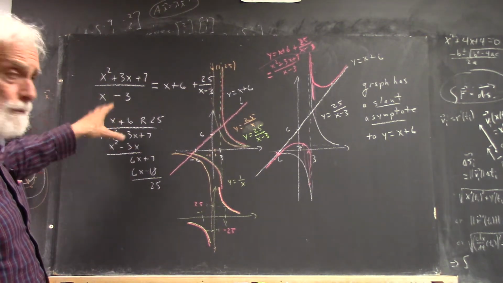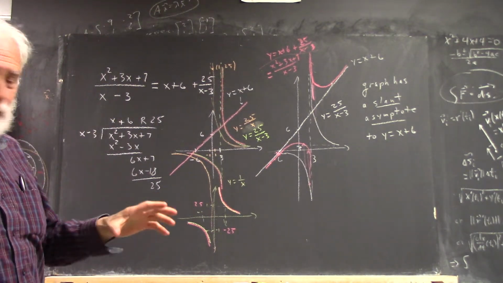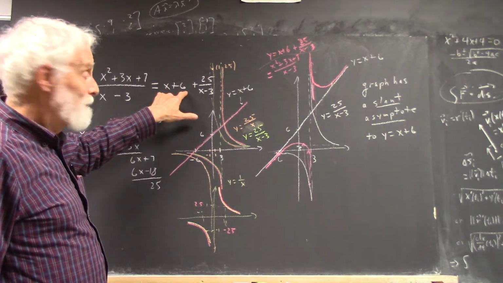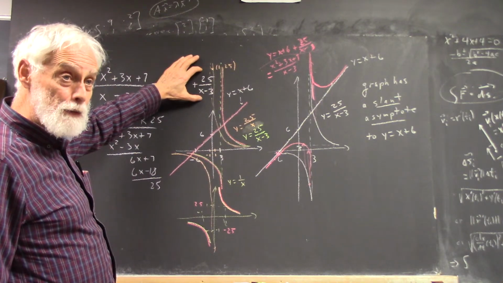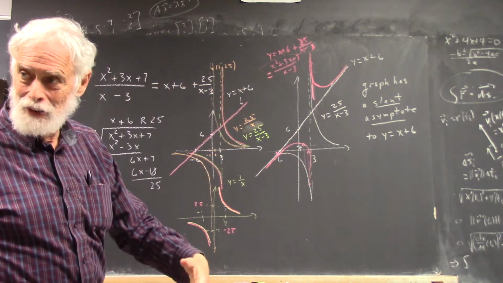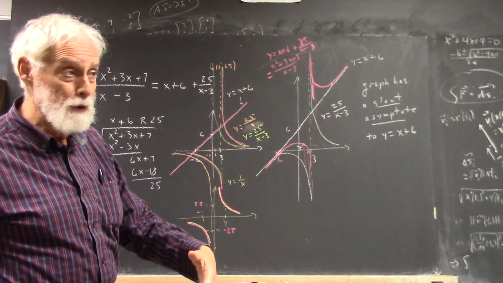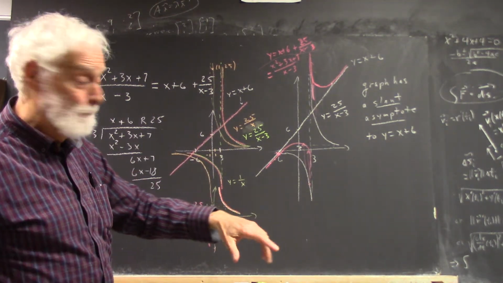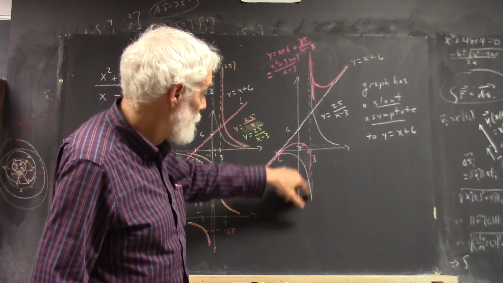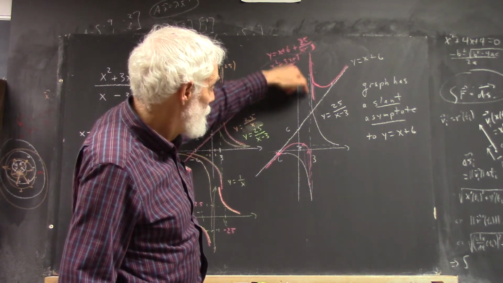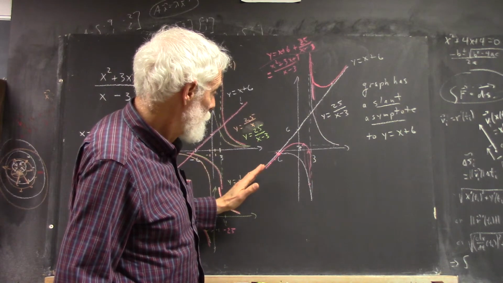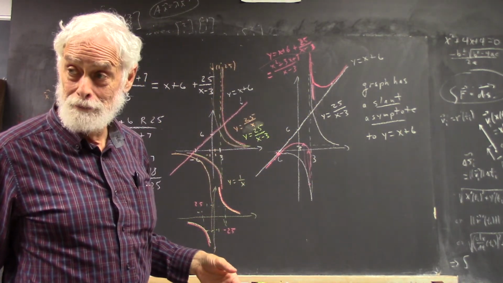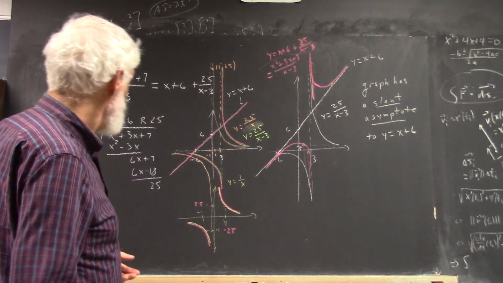Okay, do we understand, at least in outline, that this is a linear function, and this is a simple rational function with an asymptote at x equals 3, with a graph that looks like a vertically stretched 1 over x graph, right? Which is basically what we've got here and here, along with the x plus 6 graph. Fair enough? Okay.